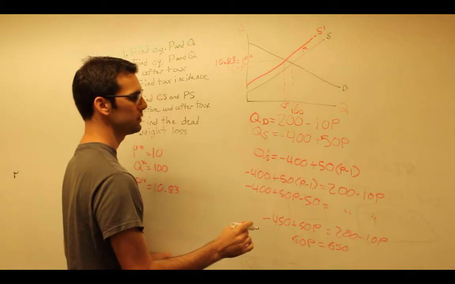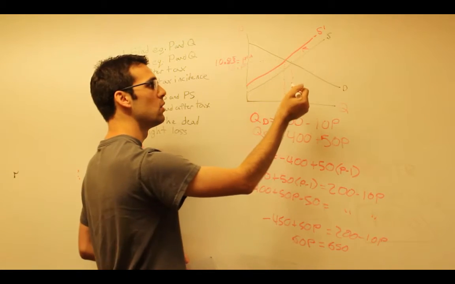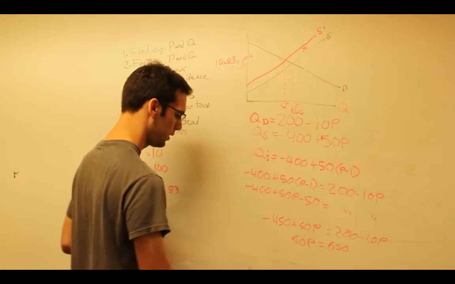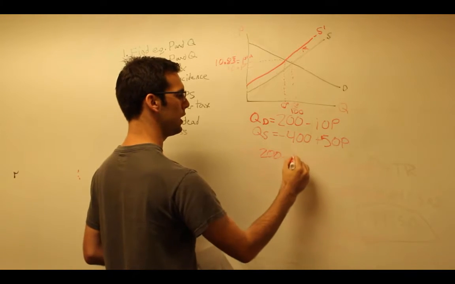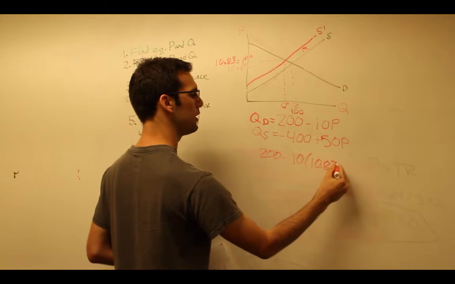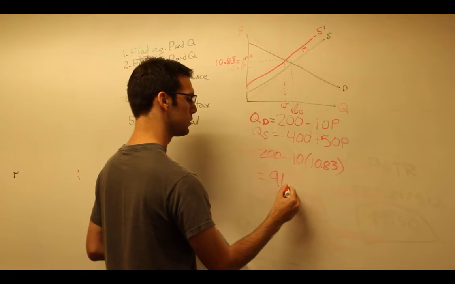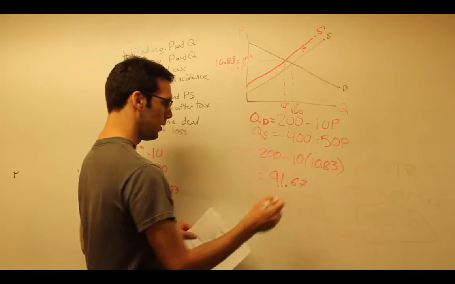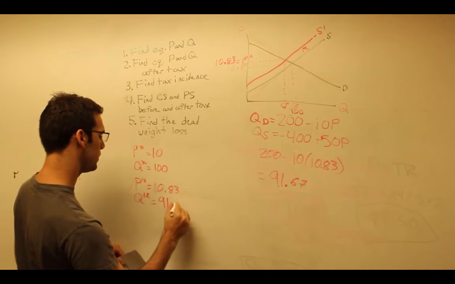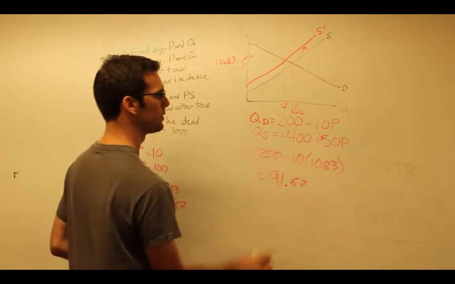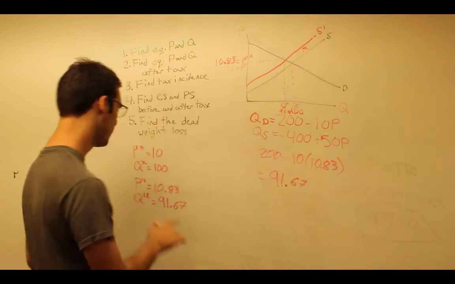And so for that, all we have to do is plug our new price, 10.83, into either the new supply curve or the demand curve. Let's do the demand. So that's going to be 200 minus 10 times 10.83. And that's going to be approximately equal to 91.67. So that is going to be our Q prime star, 91.67. That's probably impossible to read, but you know it's 91.67.